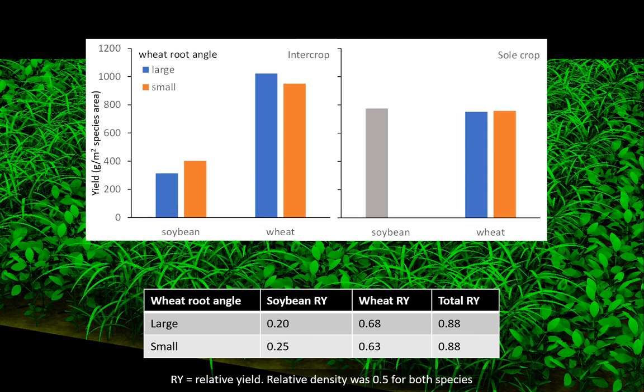But this then amounted to a total relative yield, which is the same as the land equivalent ratio that we saw earlier, of only 0.88. So as a whole, this system is not performing any better. It's actually performing worse than the sole crops, irrespective of the wheat root angle. We do see that with a large angle, wheat is doing better, but soybean is doing worse. So in the end, the total relative yield is the same.